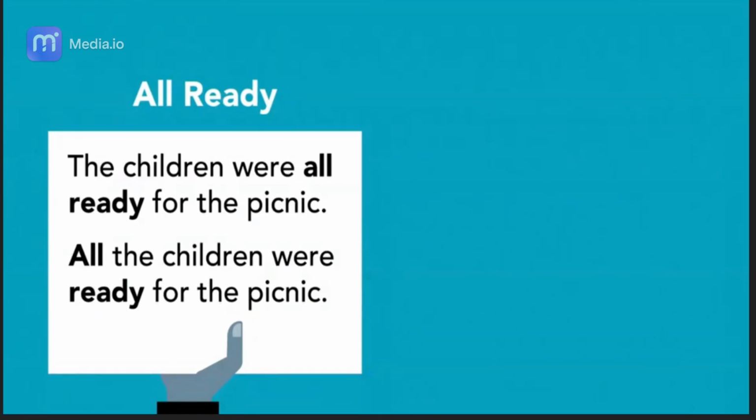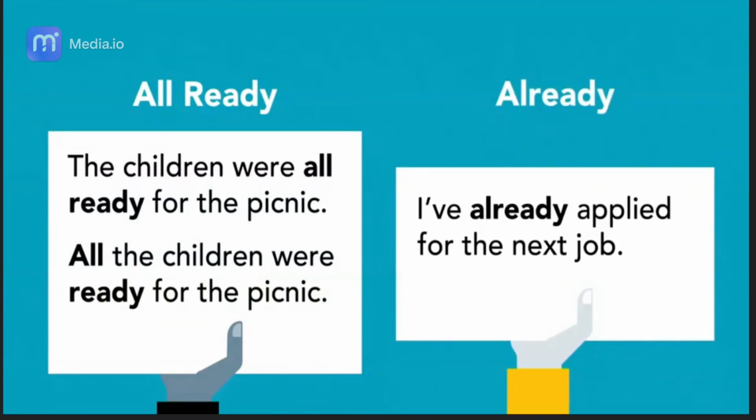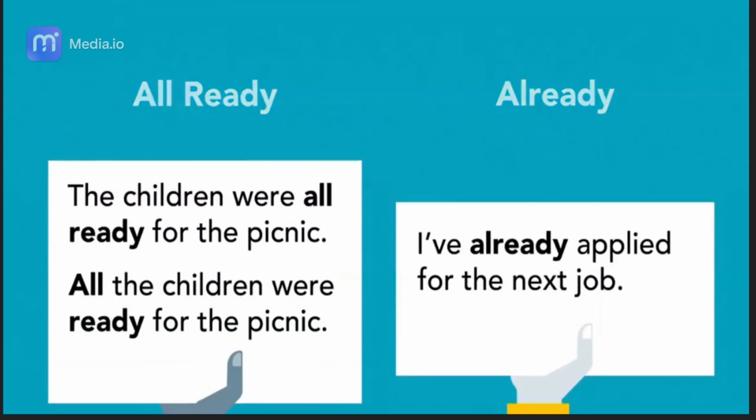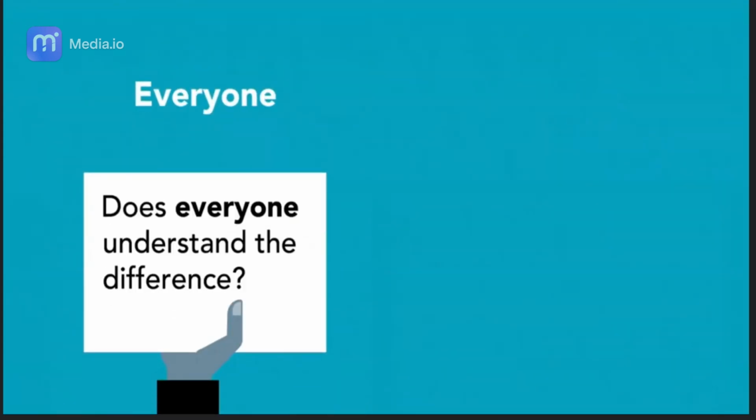Already as in all prepared: the children were all ready for the picnic. All the children were ready for the picnic. It still makes sense. But I've already, one word, applied for the next job. The one word indicates a time statement completed in the past. Does everyone understand the difference? One or two words. In that example, one word is correct.